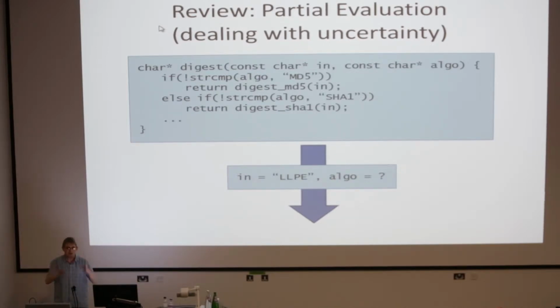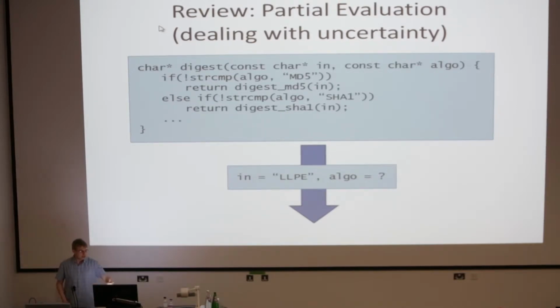Because we don't have all the information available. We only know some of our parameters. Some of our parameters remain unspecialized. So here we've got a digest function which can be told what it's going to digest and what algorithm it's going to use to do the digest. And if I tell it that I'm going to digest the string LLPE, but I'm not telling you which algorithm to use, then should I go and specialize each one of the sub-calls within that?